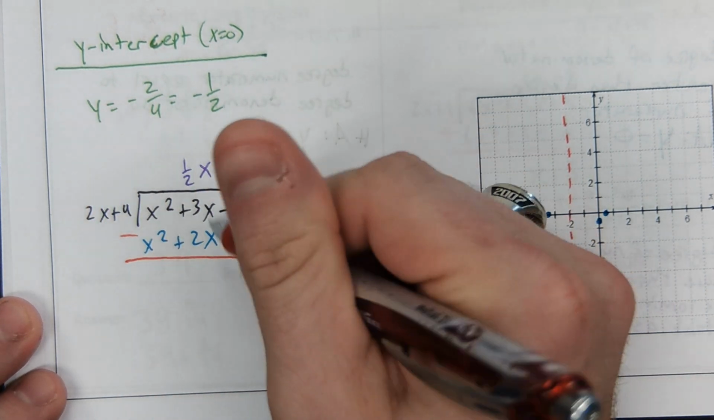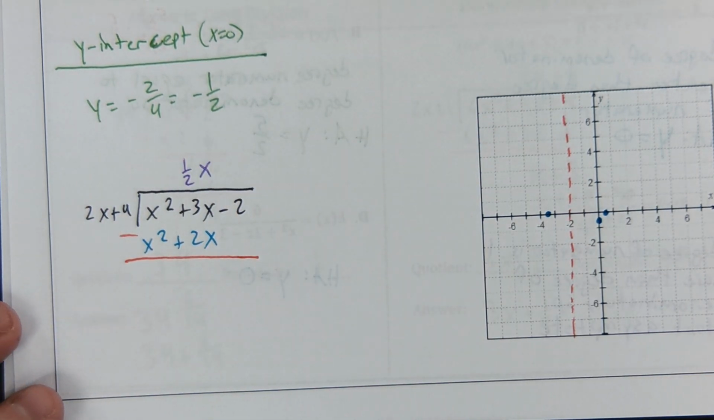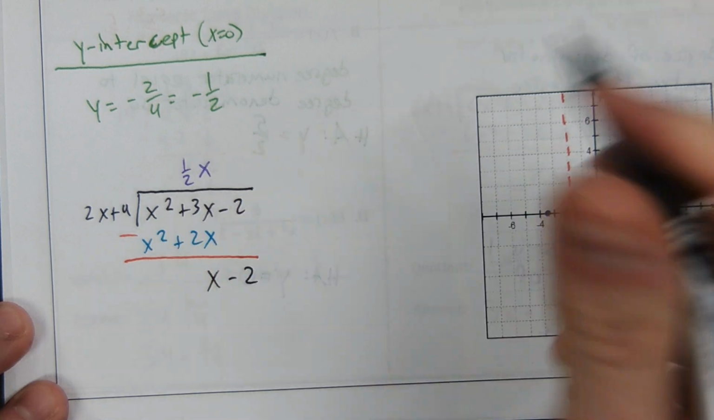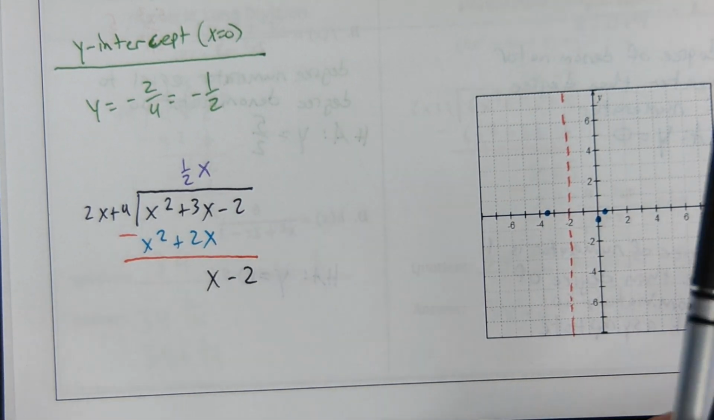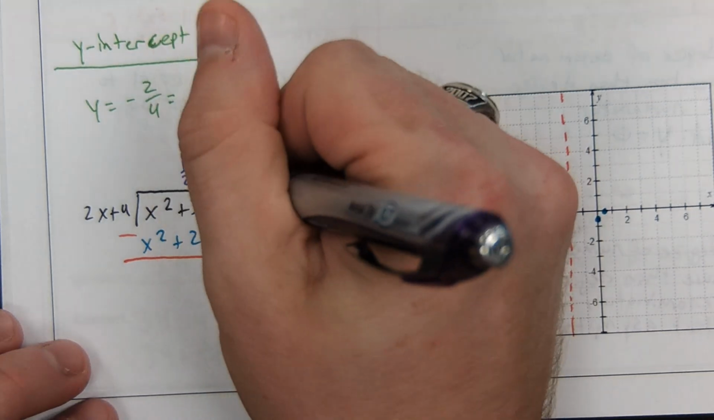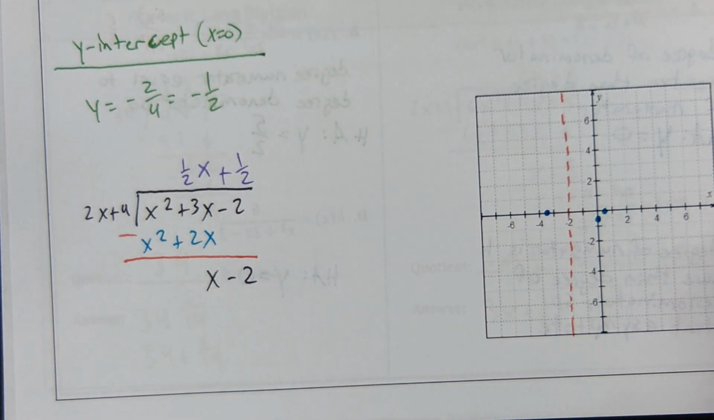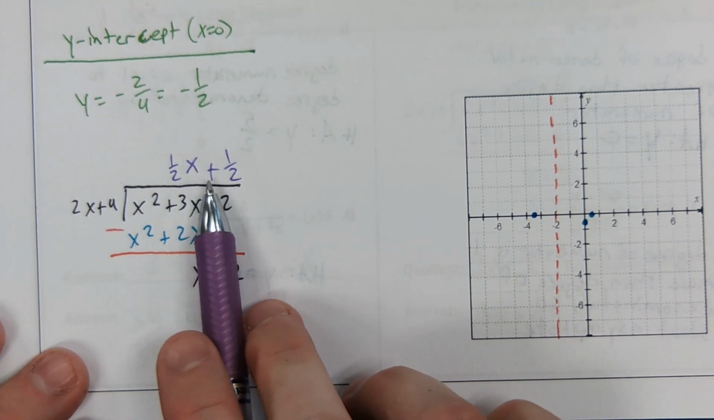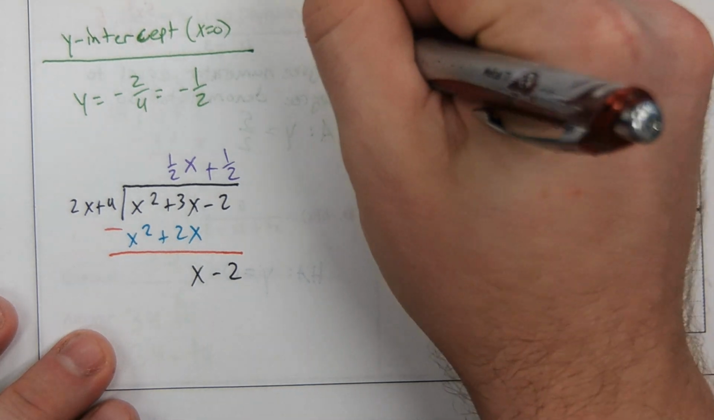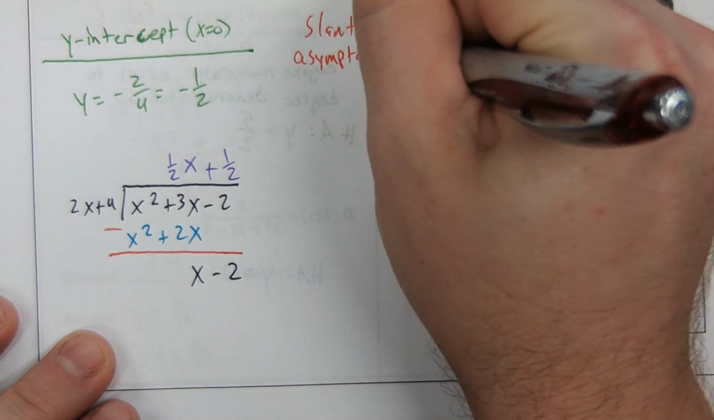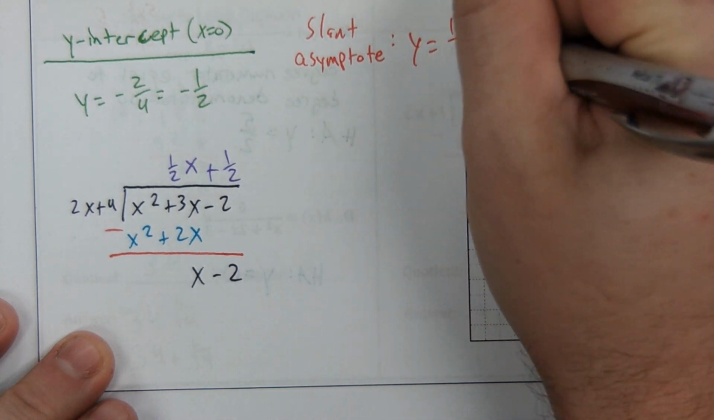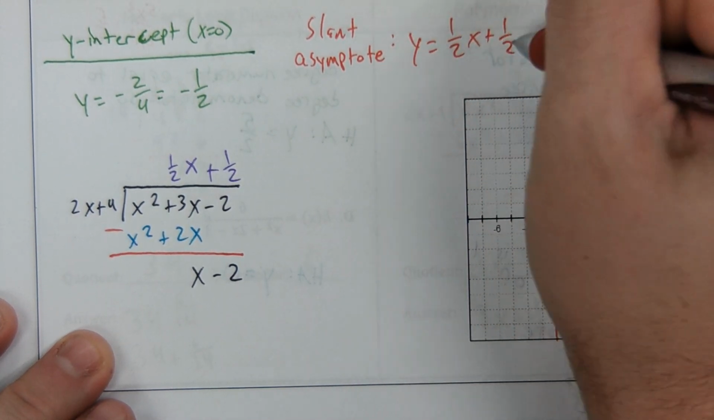Subtract straight down. 3x minus 2x is 1x. And then once again, you're trying to make a 2x become an x. So again, plus 1/2. I'm not even going to bother finishing the long division. We don't care what the remainder is. It doesn't matter. We have a slant asymptote at y equals 1/2 x plus 1/2.